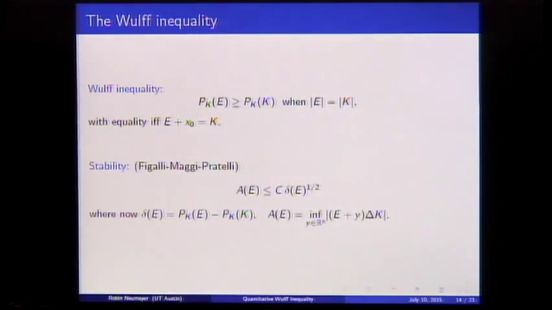Stability in this case was shown by Figalli, Maggi, and Pratelli in their proof of the stability result for the isoperimetric inequality. It extended to this case. Okay, so they showed that, again, the asymmetry is controlled by the square root of the deficit.